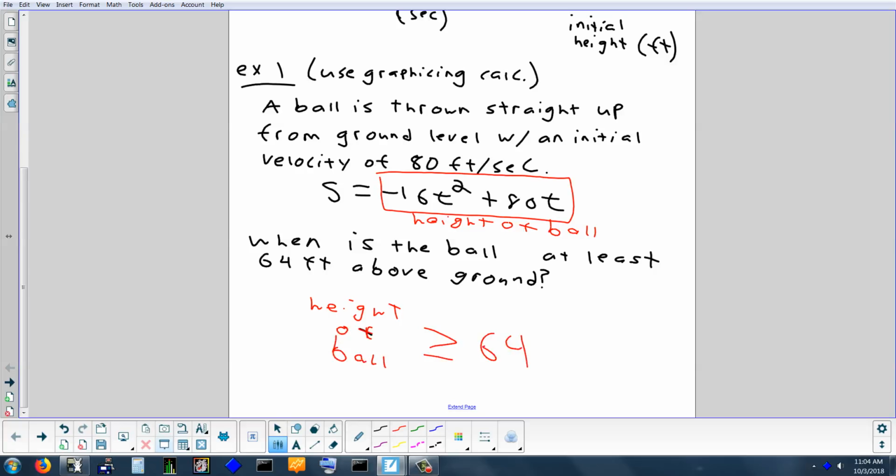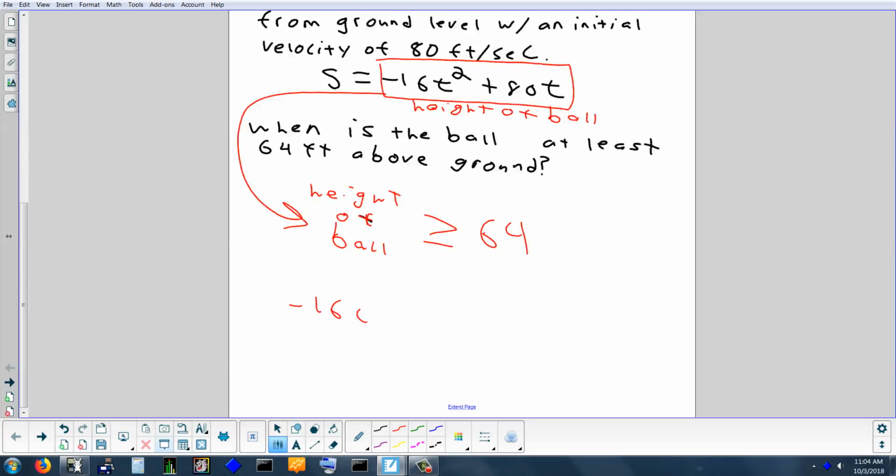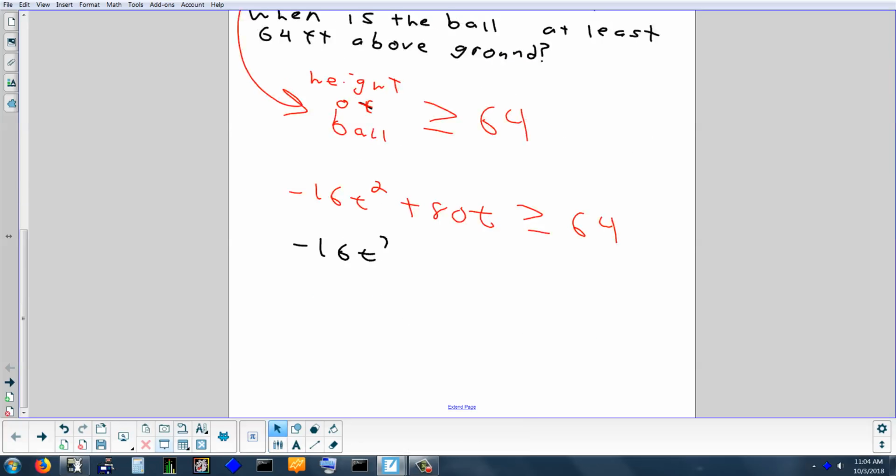So we're going to fill in our formula for the height of the ball, right there, and then solve it, and they want us to do it on the graphing calculator. So we've got negative 16 t squared plus 80t. That's the height. And when is it greater than or equal to 64? Now, when we solve even a quadratic equation, what number do we usually get on one side? Yep, 0. Let's do the same thing here. So negative 16t squared plus 80t minus 64.